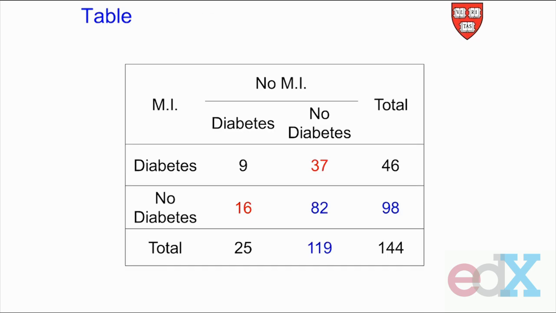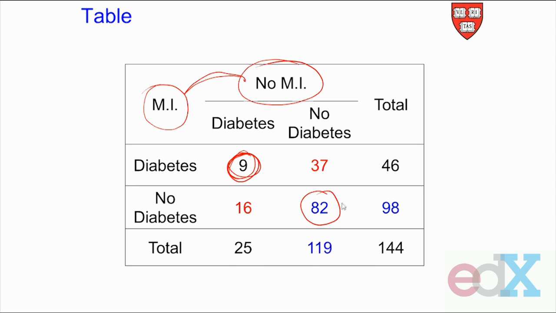So if we look at the 144 pairs, we see that there are 9 pairs where they both had diabetes and 82 pairs where neither had diabetes, and this was amongst the MI and amongst those who did not have MI. So with those with no MI and diabetes versus MI and diabetes, there were 9 of those, and then with no diabetes, MI and no MI, there were 82 of those.